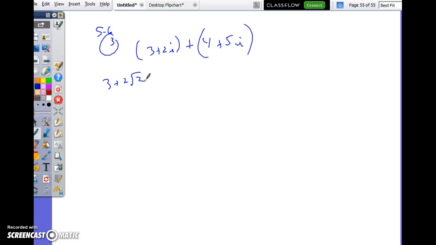Is there anyone that has the same root in this last pile? Which is it? What else has the same root as this one does? Square root of negative 1. What else has that? 5i, right? So I can add them because it's all pluses. I can add it in any order. So I go 3 plus 4 is 7, plus 2i plus 5i is 7i, and I am done with that one.